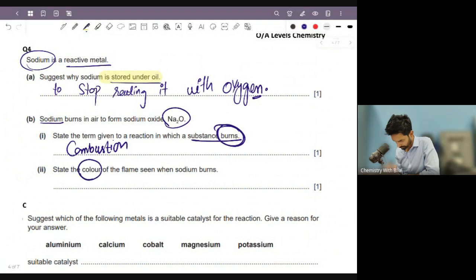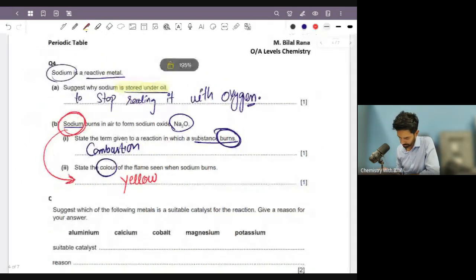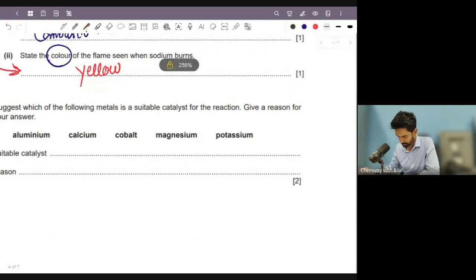State the color of the flame. We haven't studied colors yet, but who remembers the color of sodium? What is the color of sodium flame? When sodium is burned, what is the color of the flame? Abdullah, Ayan. It's yellow. So yellow flame for sodium, but we haven't done this yet.